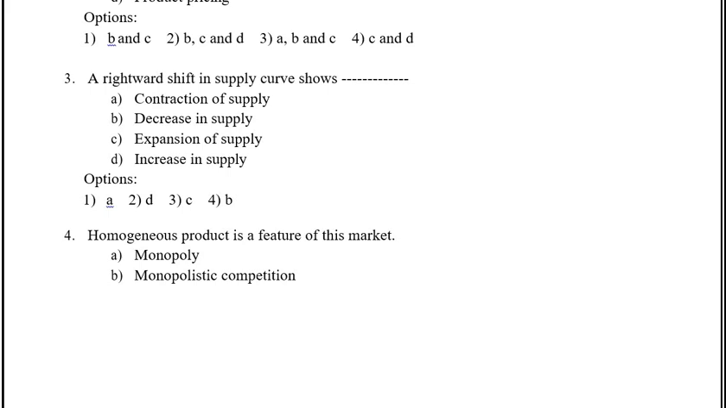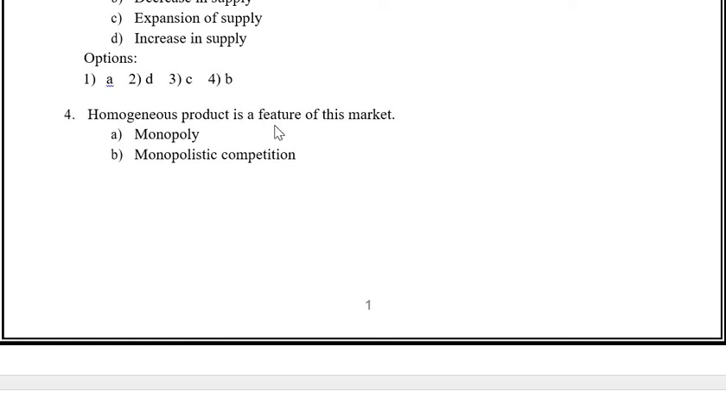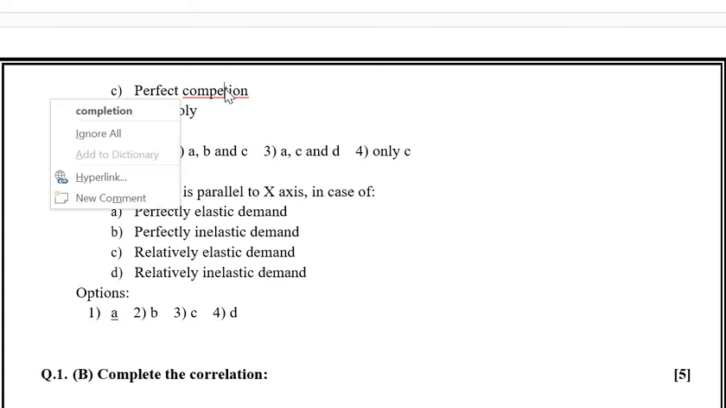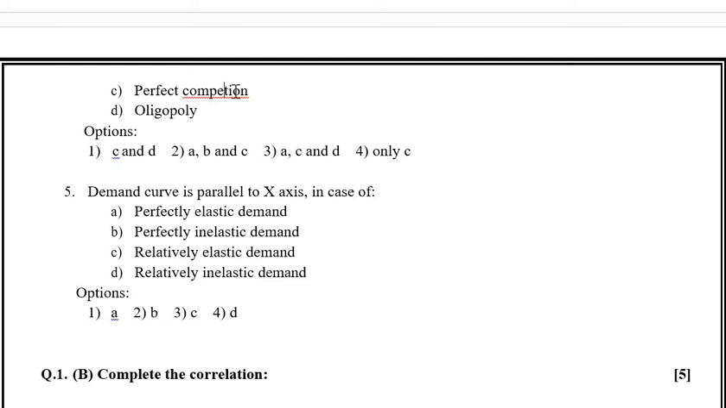So choose the options. Fourth, homogeneous product is a feature of this market. A, monopoly. B, monopolistic competition. C, perfect competition. Here we'll just make a little correction of the competition spelling, capital is coming. Now it's perfect. Third, oligopoly. Options 1 C and D, second A, B and C, third A, C and D, fourth only C. So you have to attempt it correctly.